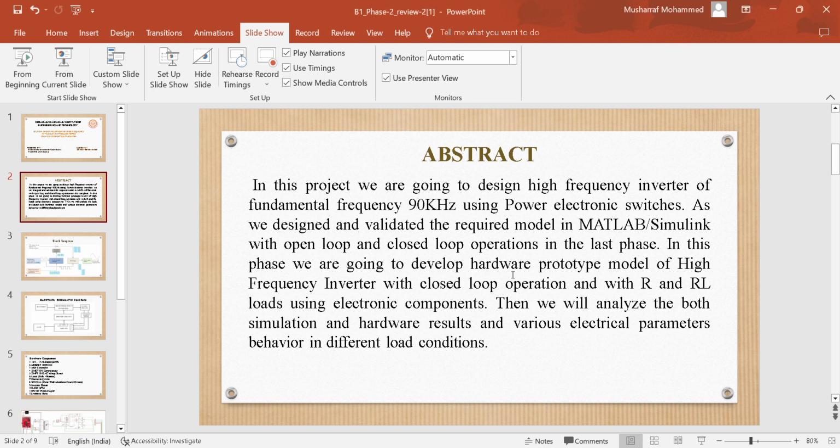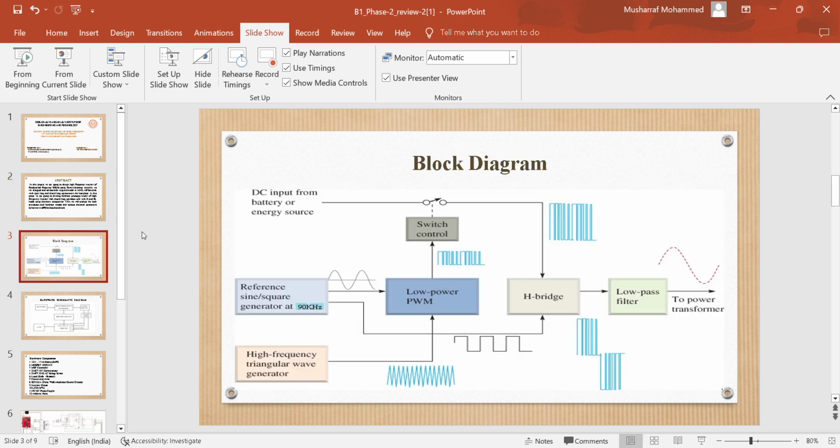Next, in this last phase we have developed a hardware prototype model which will produce 230 volts at 90 kilohertz output. We used R loads at present, and we studied the behavior and compared the software simulated results with our hardware results. This is the block diagram. It is a little bit simple. There is no complexity in this.